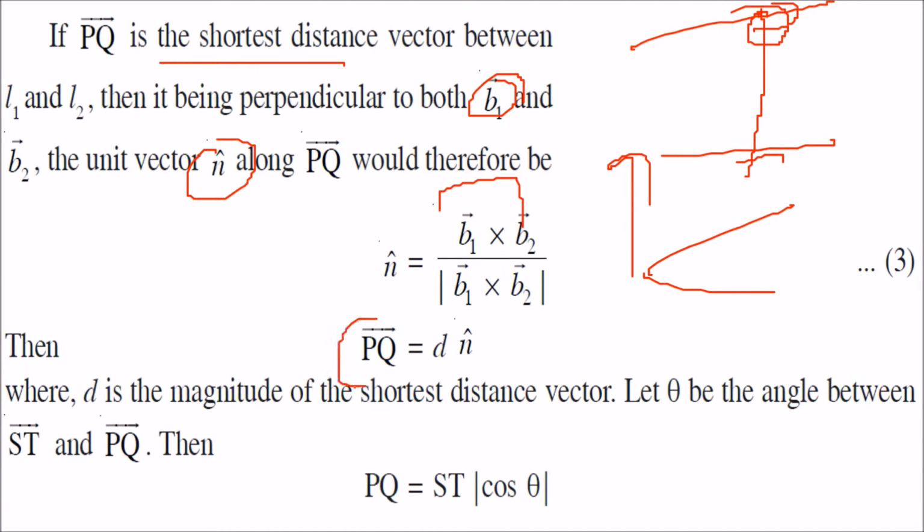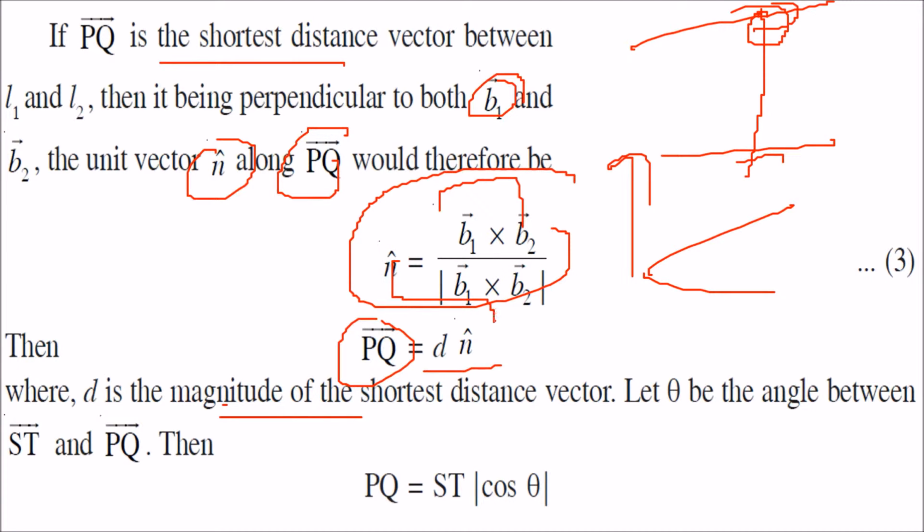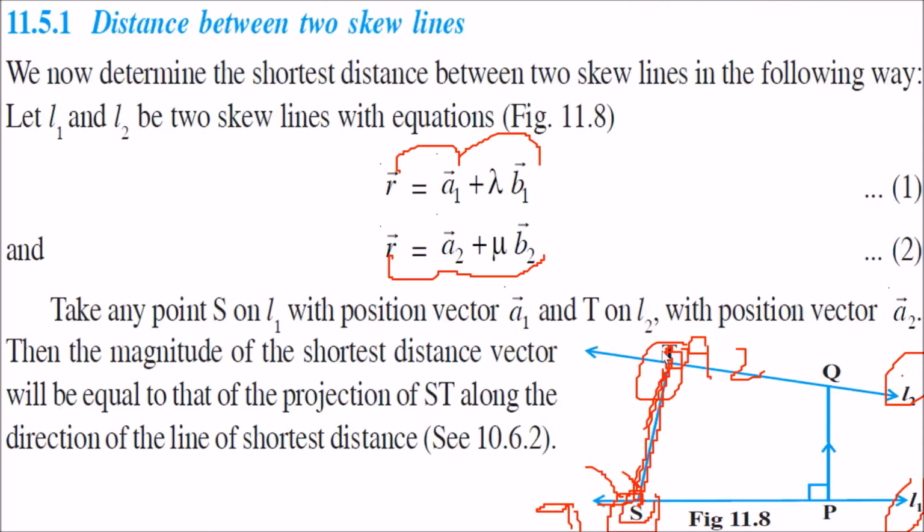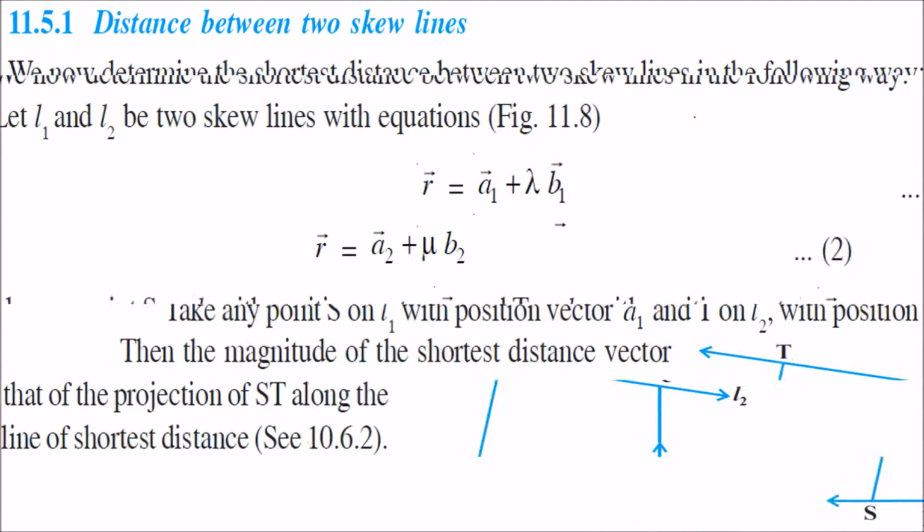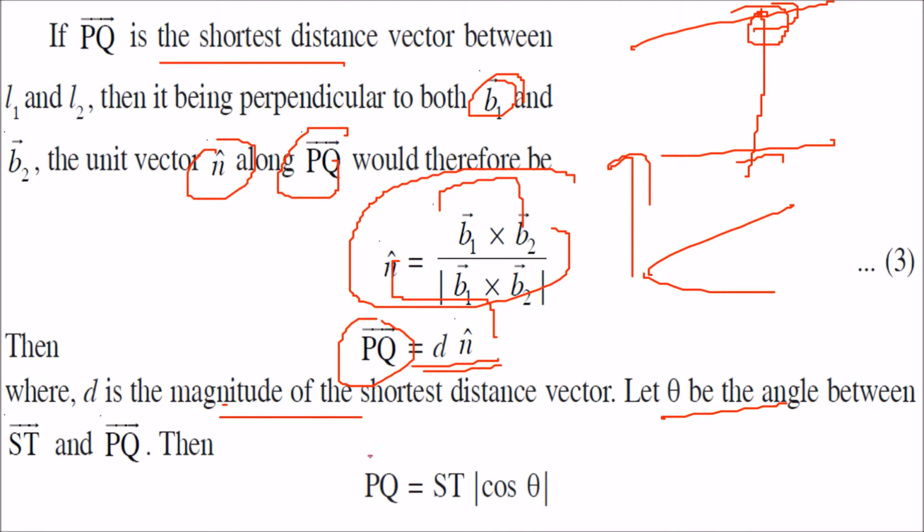So what will be PQ? It will be simply D into n cap, where n cap is the direction of that line and D is the magnitude of the shortest distance. So we get the vector D into n cap. Let us say that there is some angle theta between ST and PQ. So how do we find it? PQ will be simply ST cos theta, because as I just said, the shortest distance is nothing but the projection.